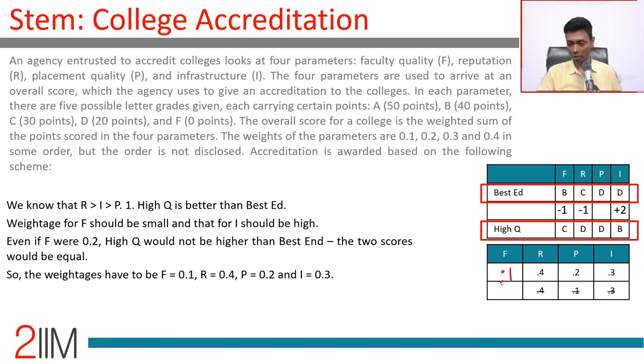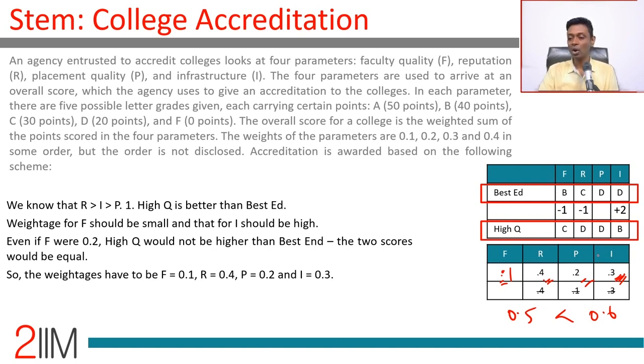F gets 0.1, R gets 0.4, P gets 0.2, I gets 0.3. R plus F is 0.5. 2 times I is 0.6. This is less than that. This is 2 times because from B to D, there are 2 grades dropping. Remember, the difference in points is only 10 between B and C and D. And we're not talking about F, where there's a jump.